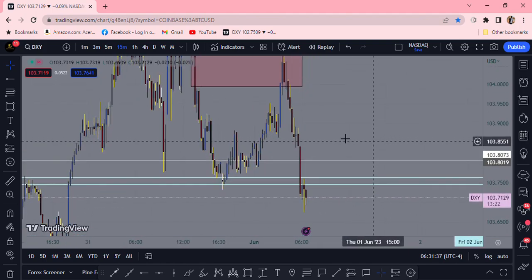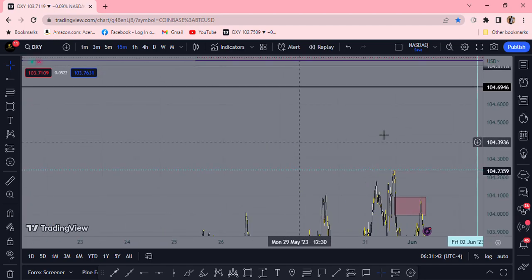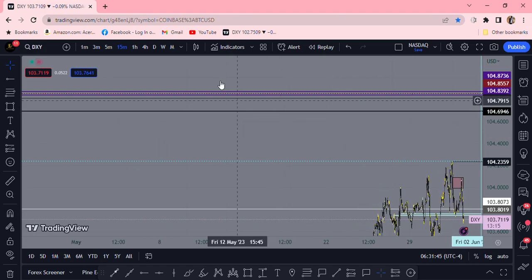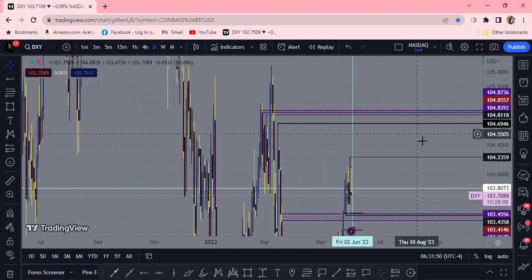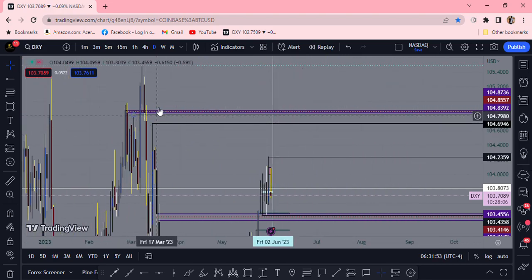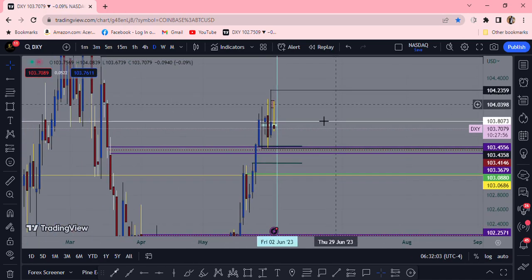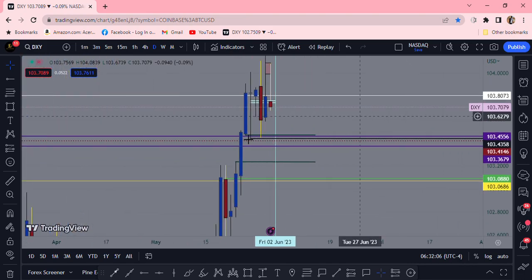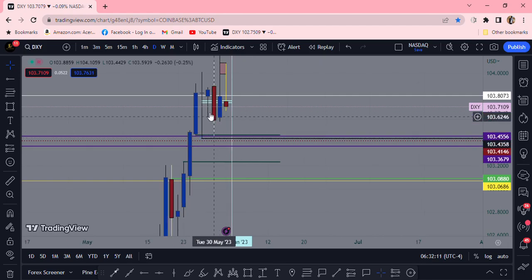So tomorrow, keep in mind on the daily also, we do have buy stops here. Let me take that out now, it's not important. So we do have this daily imbalance that needs to be filled, or at least touched.